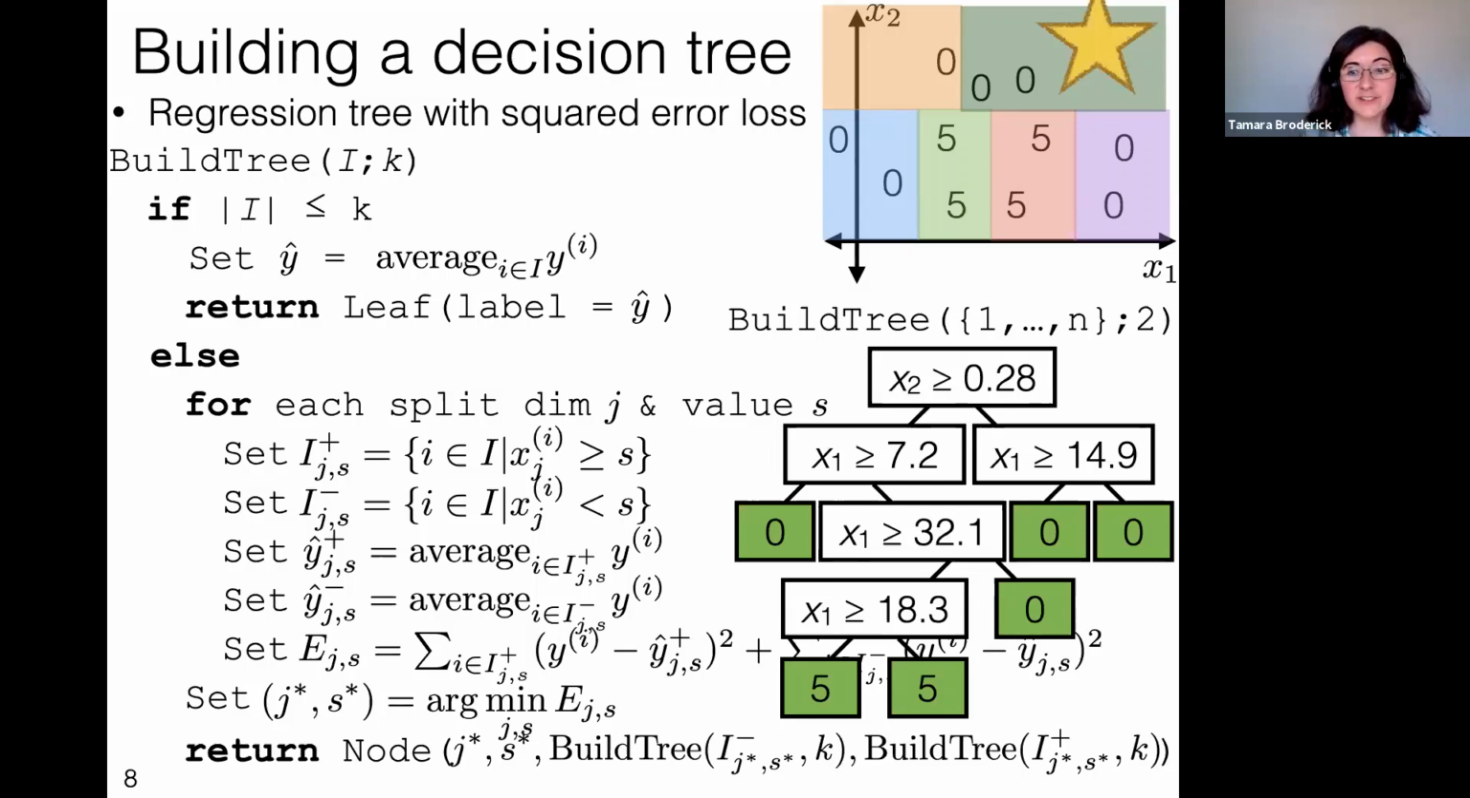Okay, so we have created a tree. We have built a decision tree by doing this. We kept going until we got down to a very small number of data points in each of the leaves.